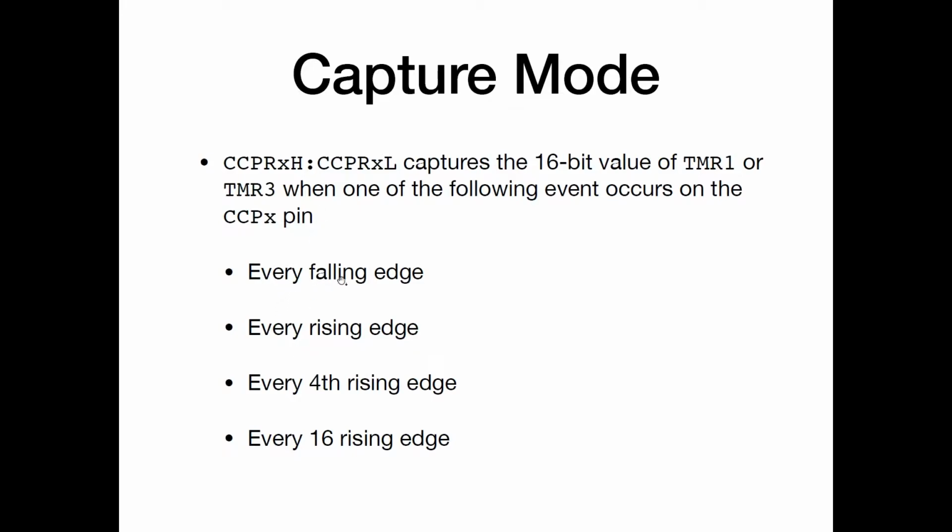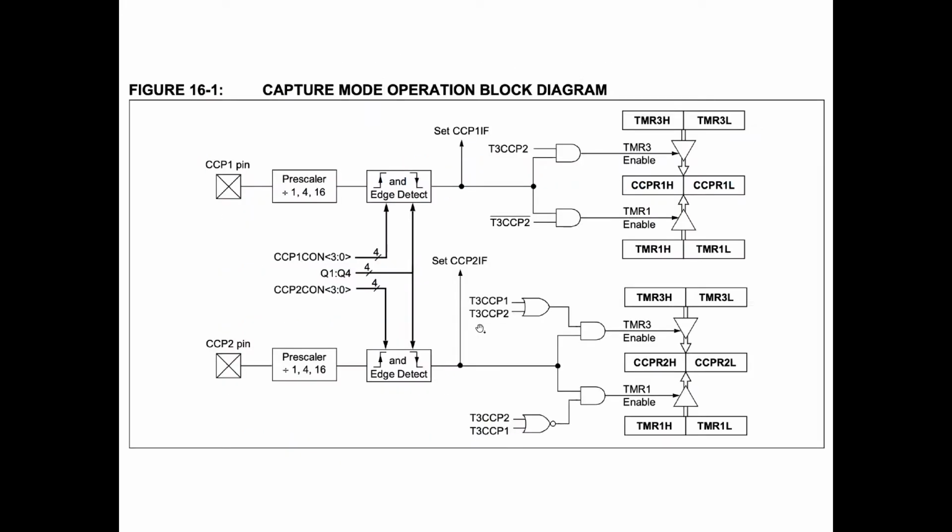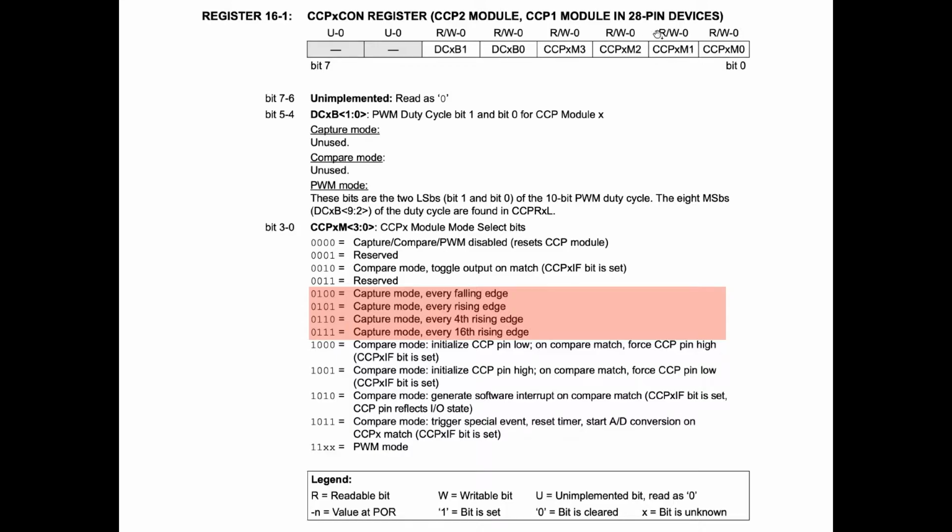You can do it on every falling edge on that pin, or every rising edge, or every 4th rising edge, or every 16th rising edge. You can set it up the way you want, by setting the configuration bits. Let me show you. There's a configuration bit here, and you can see we have capture mode every falling edge, every rising edge, every 4th rising edge, or every 16th rising edge. I will show you one, say every rising edge. If I press a switch and then remove my finger, and that switch is connected to a pull-up resistor, that would be the mode we're going to operate in.